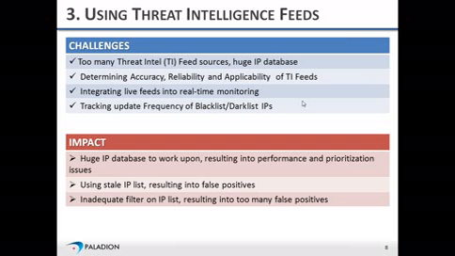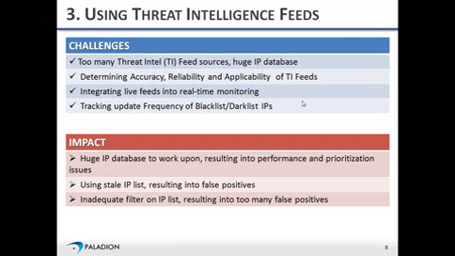So the impacts are huge IP lists to work upon, resulting in performance and prioritization issues. So if I say the IP list is huge, if I integrate it with my SIEM solution, I have a lot of IPs to check before I give a meaningful actionable out of SIEM, and I don't know which IPs to be prioritized. So that is one of the challenges. This is one of the impacts if you take multiple TI feeds.